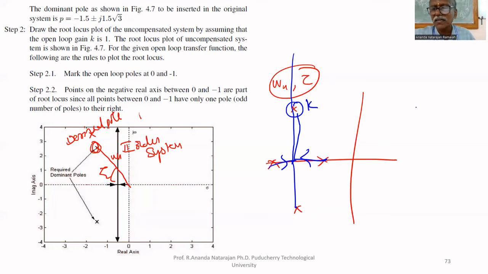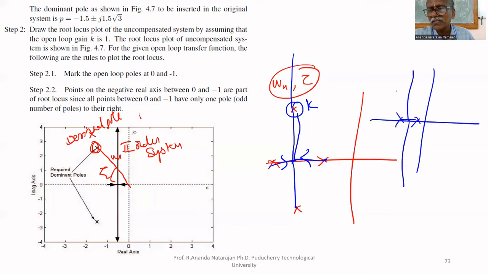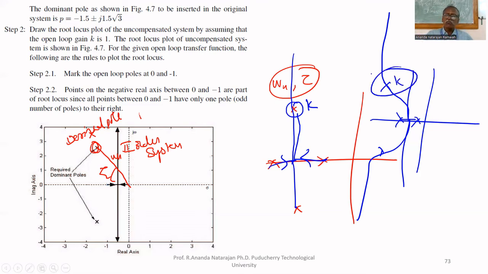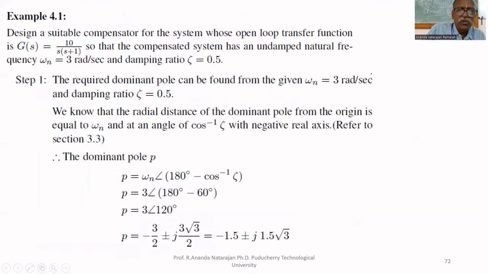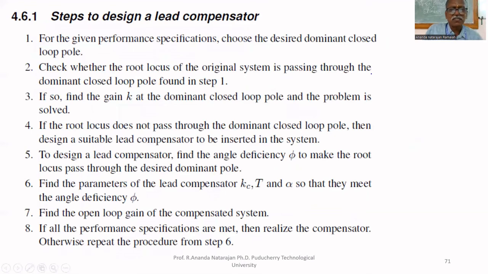But the problem is not like that. The root locus is like this, but the desired location of pole is not on the root locus, and the root locus is not passing through the desired pole. In that case, I have to bend it so that it passes through the desired location of poles. If you bend the root locus, then it will pass through that pole, and I can find the value of k at this point. How to bend? For that, a subsystem is included in the original system. How to include the subsystem into the original system, we'll see now.